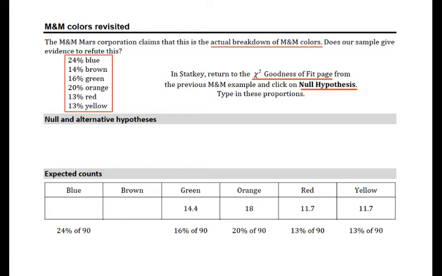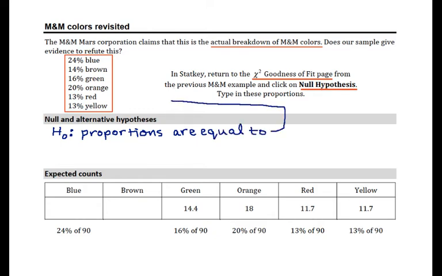Now my null and alternative hypotheses are a little different. My null hypothesis is not that the proportions are equal to each other, it's that the proportions are equal to this list. So I will just reference the list, or I could even just describe it. Proportions are equal to the list above. My alternative hypothesis is that at least one of these proportions is different from that list.